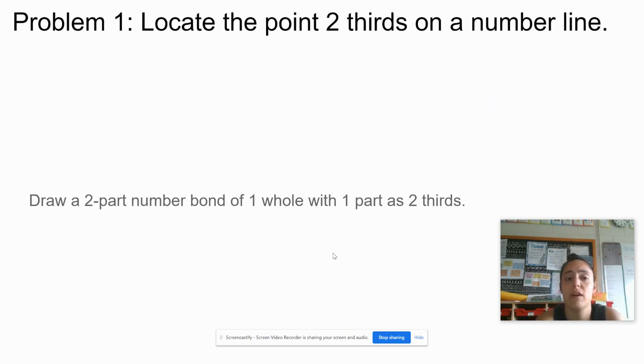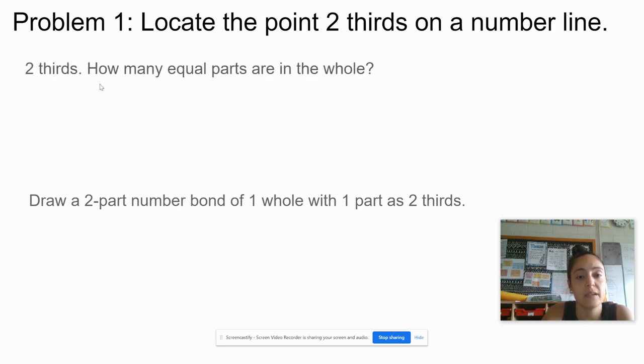So we are going to look at our first problem. We're going to locate the points to 2/3 on a number line. So again, draw a number line. So I have 2/3. How many equal parts are there in the whole? And there are 3 because I see these thirds right here.